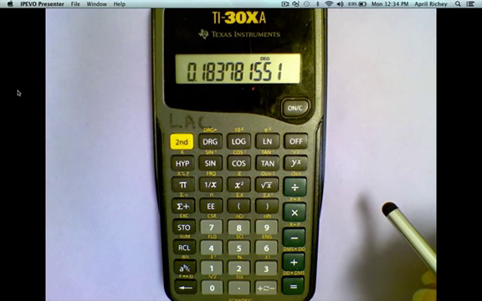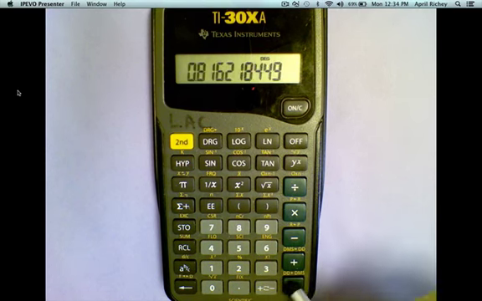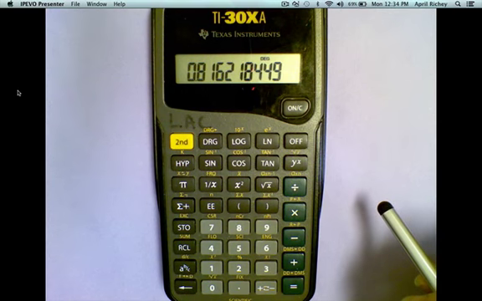Now I need to subtract this from 1. So as we did in the previous example, I'm going to make this negative, and then I'm going to add 1. When I do that, I get 0.8162.